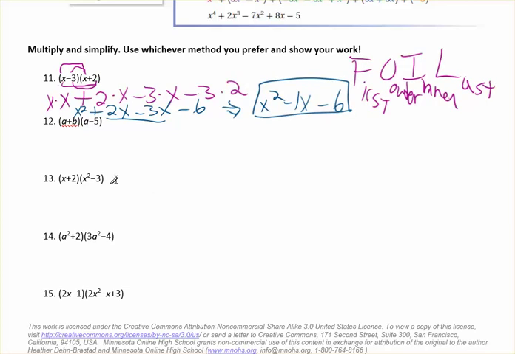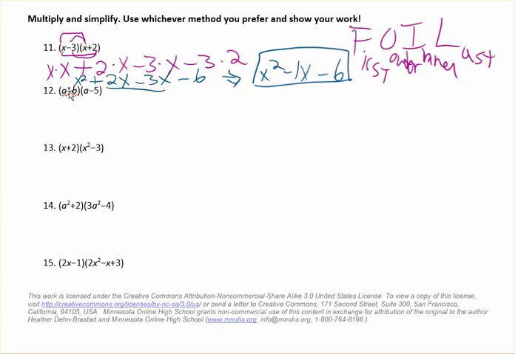So you can use FOIL on 12, 13, and 14 as well. But be careful, on 13 and 14, there are variables on the first times the first. So in 14, when you take the first term times the first term, you have a squared times 3a squared. So when you multiply this together, just like we did earlier, there's only one number, so that'd be 3. A squared times a squared is a to the 4th, because the rule is if you have the same variable, you add their exponents. And then you would go through and do the rest of it using FOIL.